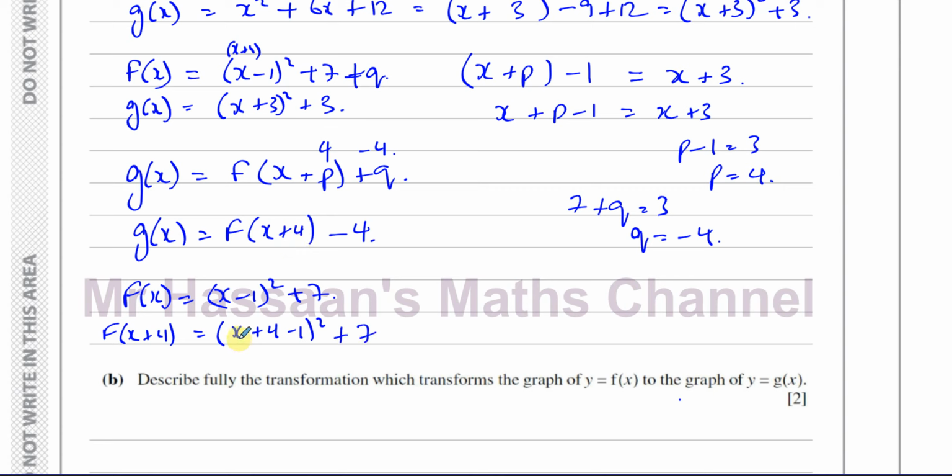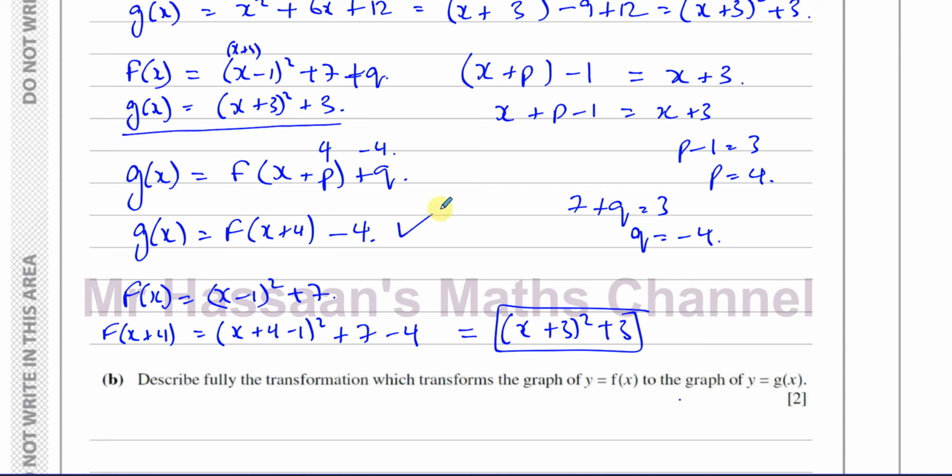So this is replacing the x with x plus 4, so this is what f of x plus 4 is: x plus 4 minus 1 squared plus 7, and then I've got to take away 1 from the whole function. What does it give us? Well, it gives us x plus 3 squared plus 3, which is the same as what g of x is. So we know that this is the correct way to write g of x.